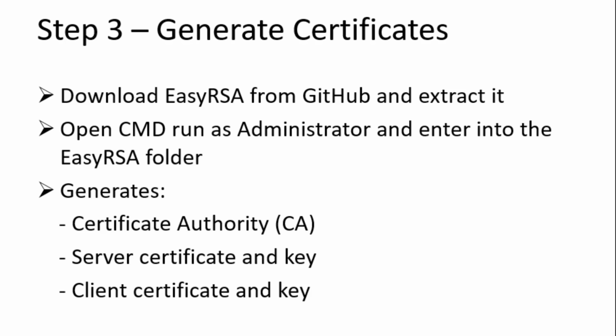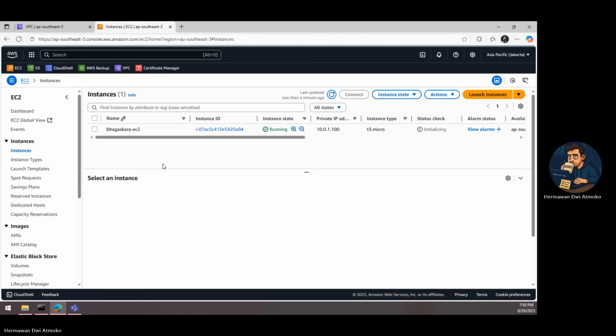With EasyRSA, we'll generate a certificate authority, a server certificate and key to identify the VPN server, and a client certificate and key to identify your laptop as an authorized client. Think of these certificates like a secure passport system. Without them, no one can enter the private subnet.